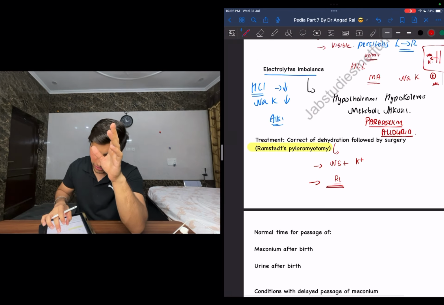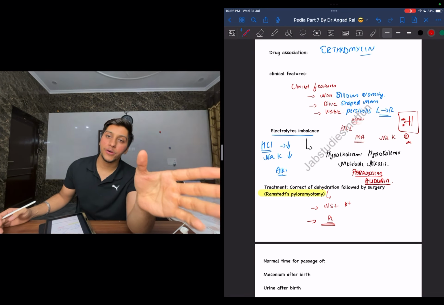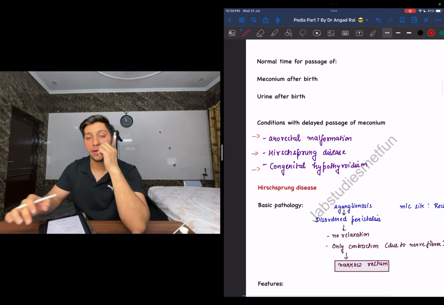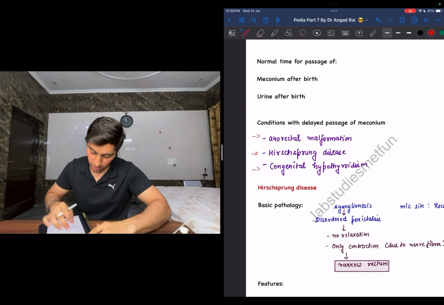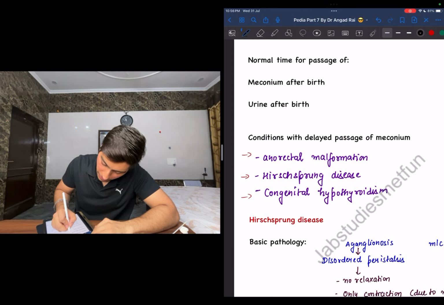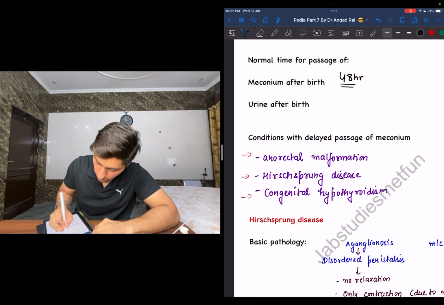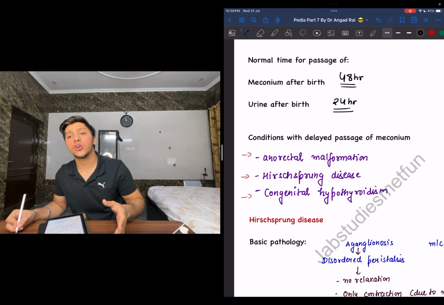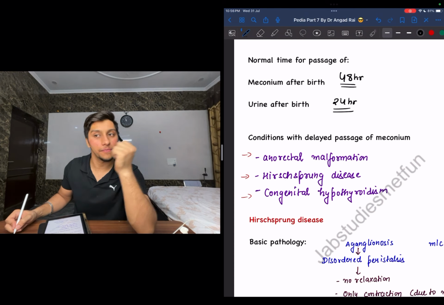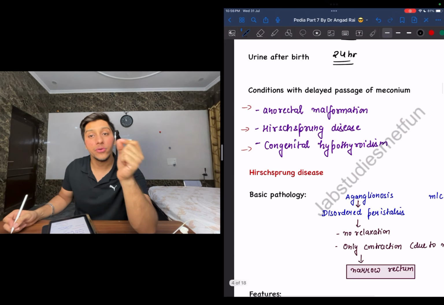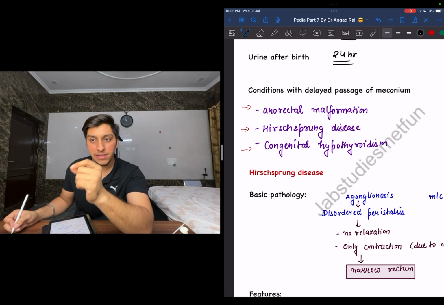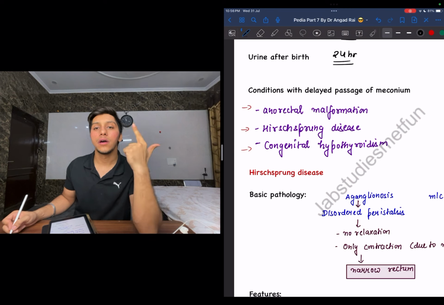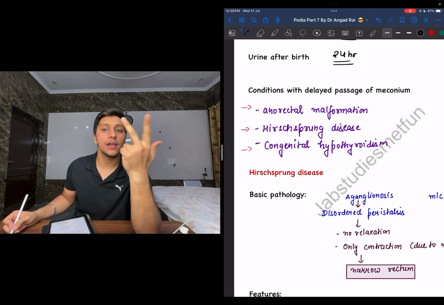Okay, so this is all about idiopathic hypertrophic pyloric stenosis. Next, guys, let's talk about the normal passage of waste products. Meconium after birth will usually pass by around 48 hours, while urine is going to pass by 24 hours. Let's talk about some conditions which have delayed passage of meconium. That is going to be anorectal malformations, Hirschsprung's disease, and congenital hypothyroidism.